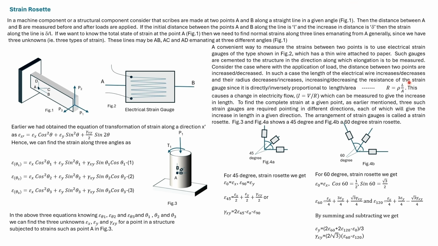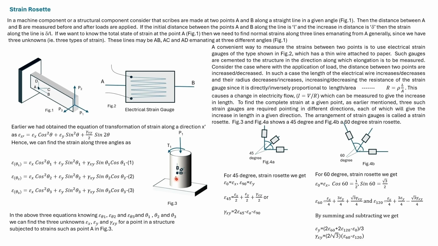If the length decreases, then the area will increase and R will be lower. So with the increase in length, R is higher and the current will be lower. With the decrease in length, R will be lower and the current will be higher. So from the change in electricity flow, we can give the increase or decrease in length.